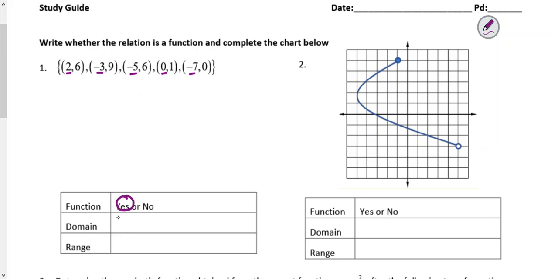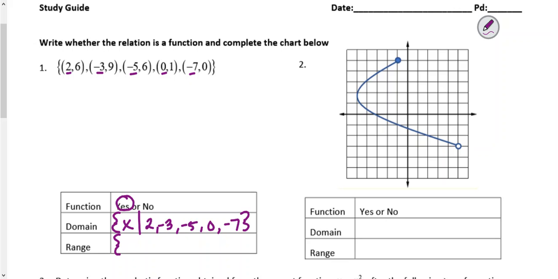And then since they are just random points, when I write my domain, it is a squiggly x such that, and then we list the numbers. So 2, -3, -5, 0, and -7. Close it with a squiggly.